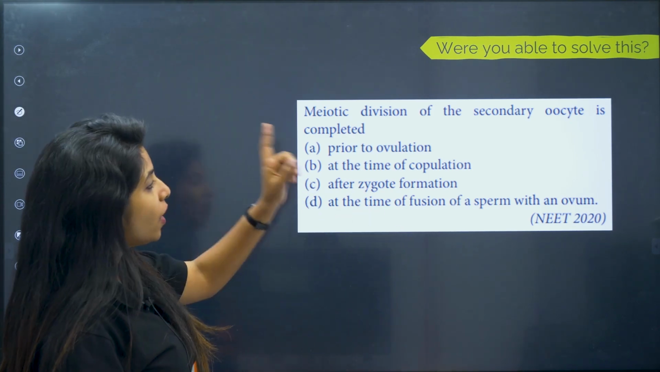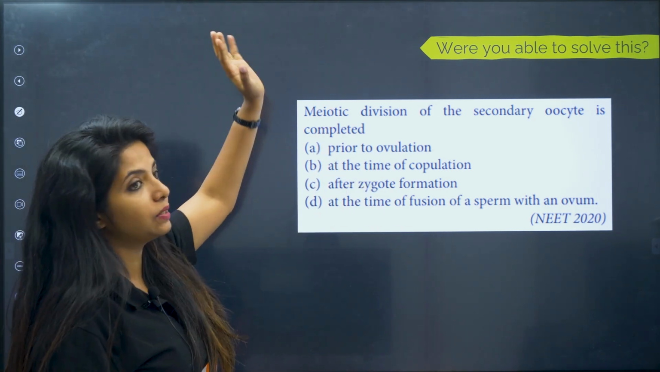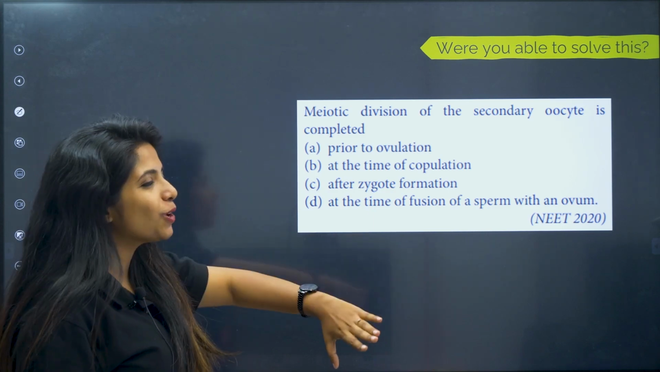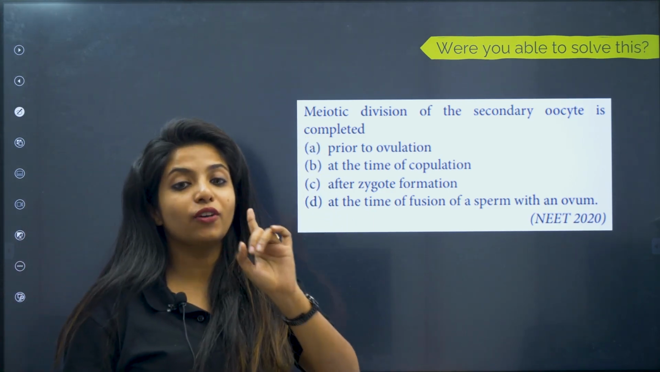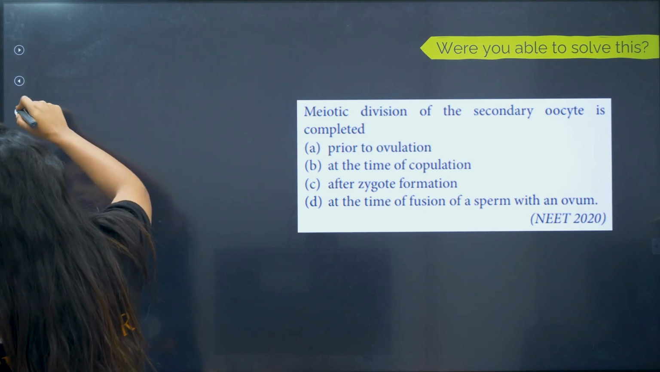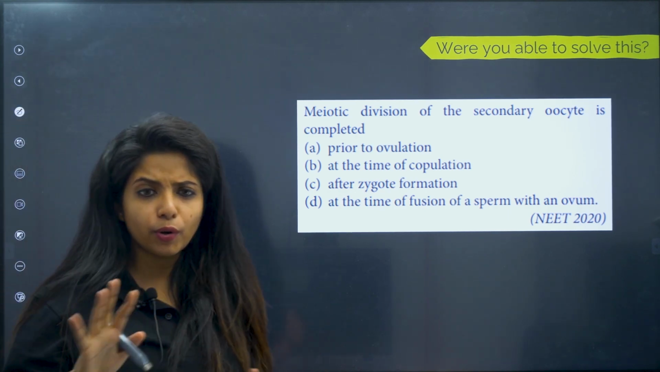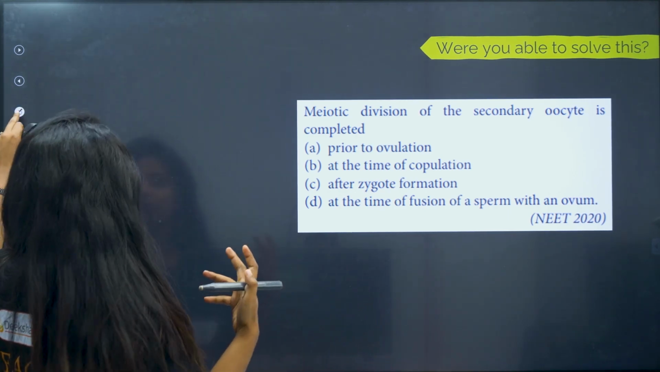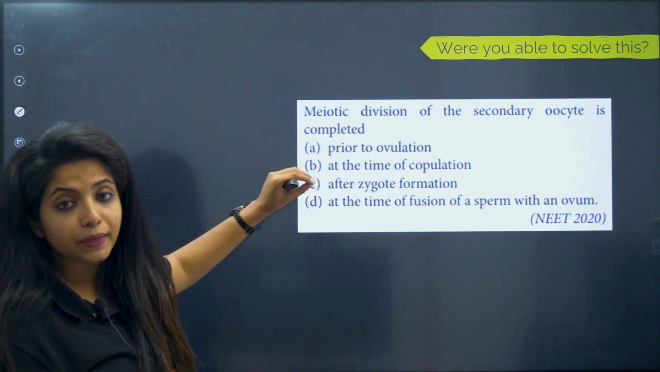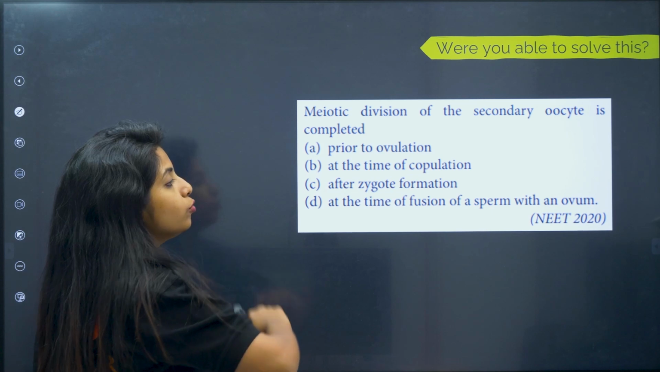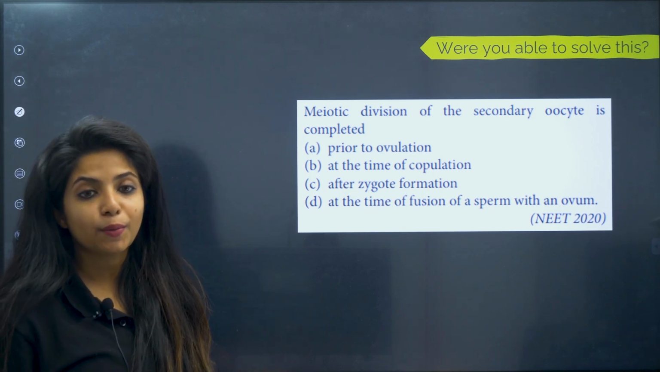And that was my question in the previous lecture. The question was, meiotic division of the secondary oocyte is completed when? So you had these many options, and I'm pretty sure if you heard the lecture carefully, you would have got the answer as well. If you were not able to solve it, do not worry, I am here to help you out. So let's solve it. Meiotic division of the secondary oocyte is completed at the time of fusion of a sperm with an ovum, I told you.